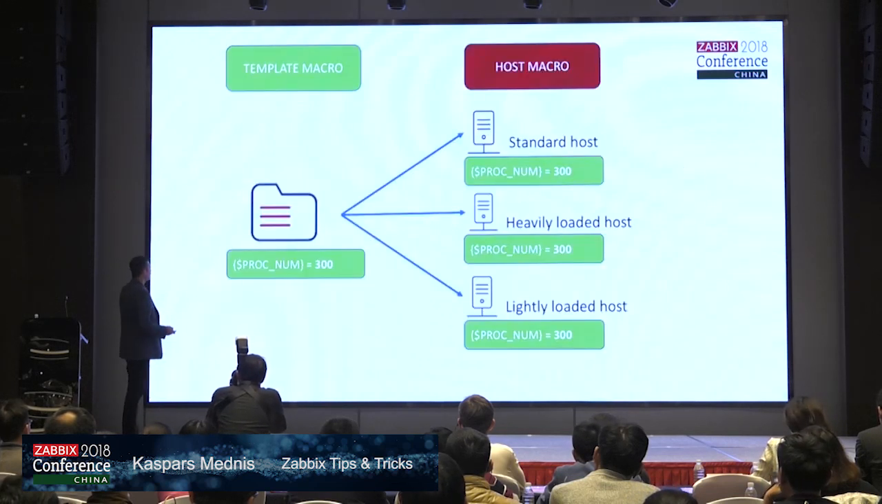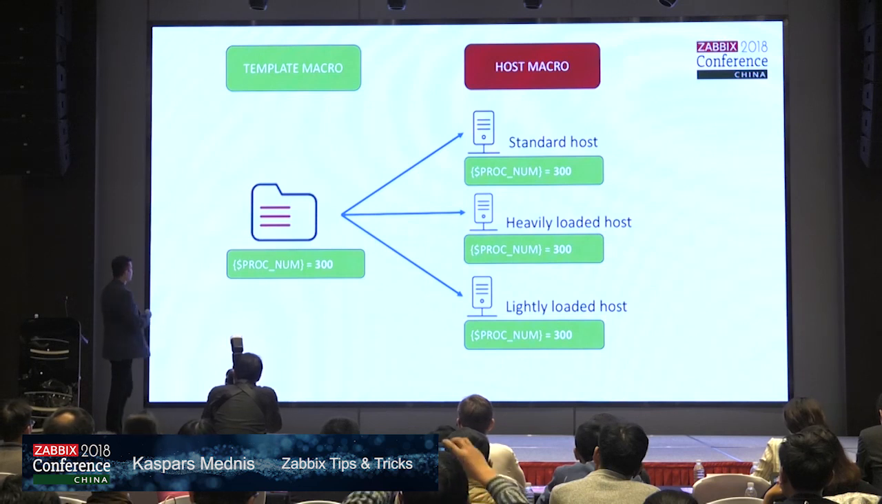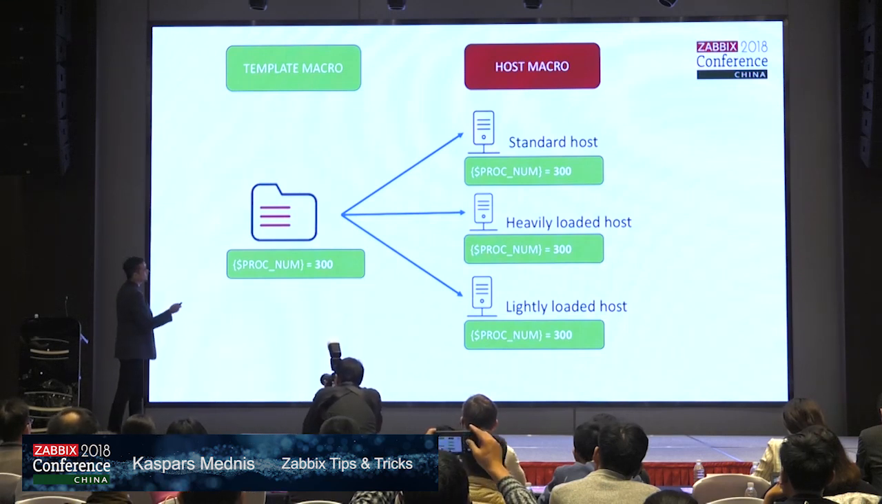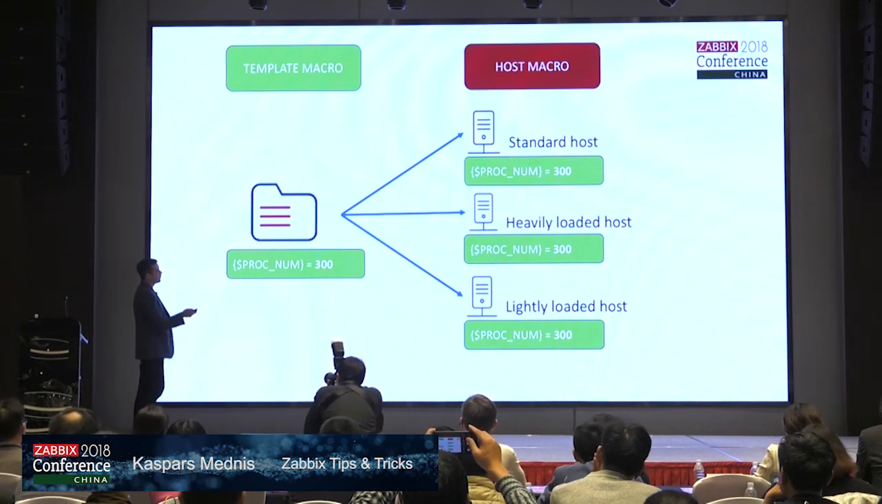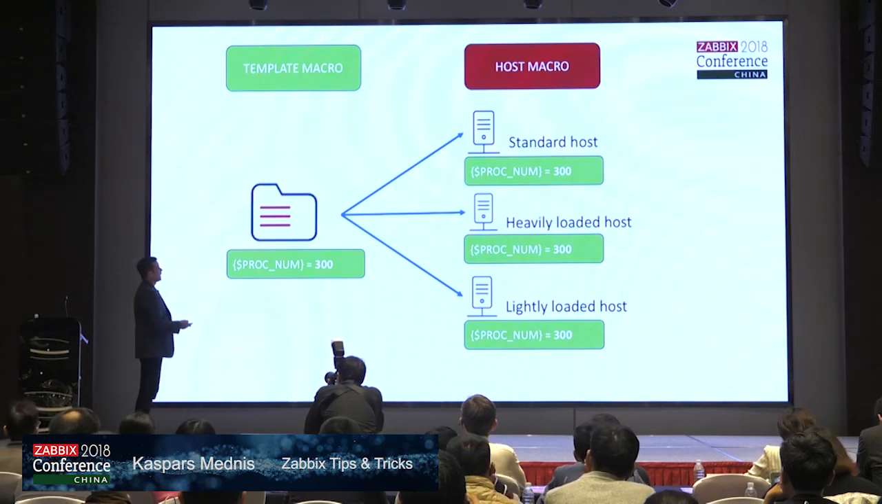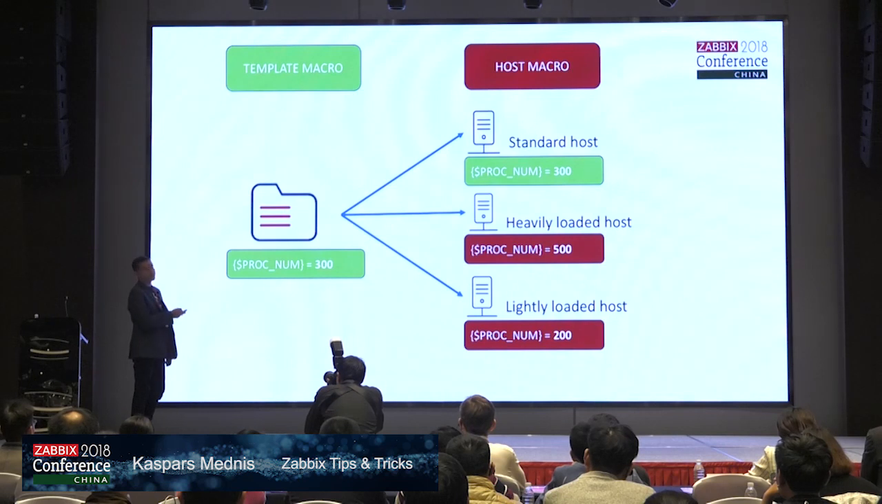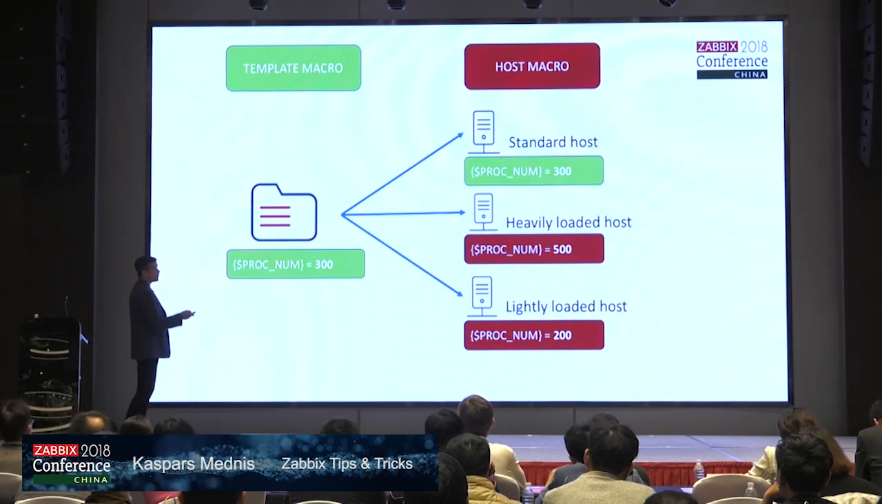Or you can use the same template. Just replace the fixed threshold with macros, like here, process numbers, and then assign them to the host. Standard host, heavily loaded host, lightly loaded host, and then just replace the macro on the host. And the trigger threshold will be changed. So you can use the same template for all your hosts and adjust your triggers as needed.